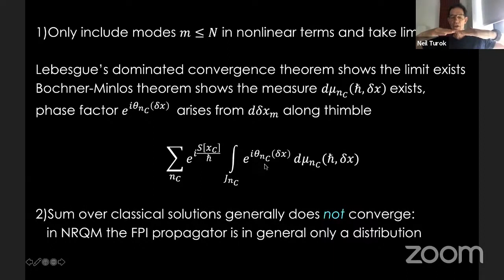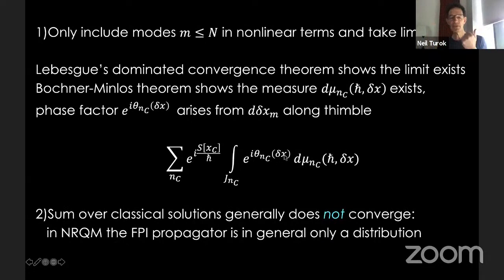You have d delta xm in the measure for each fluctuation mode. And now you move the path into the complex plane. And of course it becomes a complex number, which has a phase. So the real part of this goes into the d mu, the measure, but the phase remains.